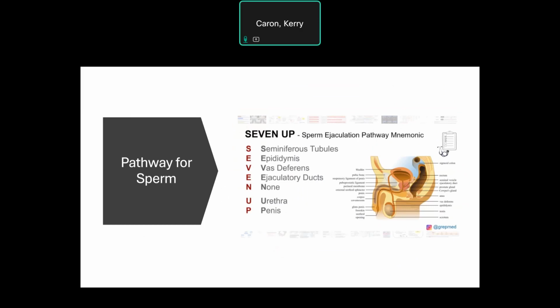Okay, so we mentioned sperm production, and this is kind of the pathway of it. Sperm gets produced in the testes, in the seminiferous tubules of the testes. The acronym here is 7-UP. Then it gets matured in the epididymis. Then it goes through the vas deferens. It goes to the ejaculatory ducts. N is nothing. It goes then to the urethra, then to the penis and out. So 7-UP is the mnemonic we use to describe the pathway of sperm.